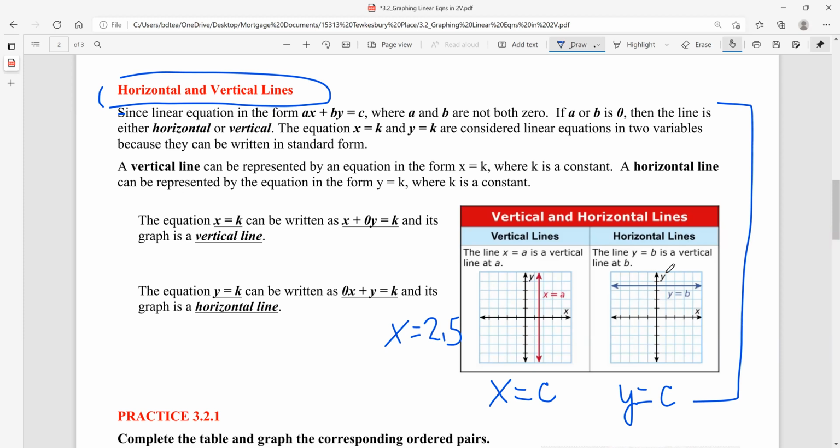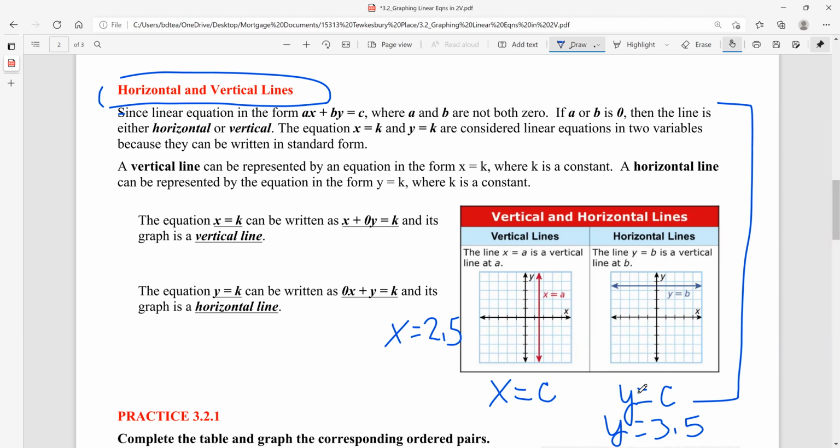Let's look at the equation, because you're going to be given these lines and have to figure out the equation. If we look at the equation here, it crosses the y-axis. This is maybe 1, 2, 3, maybe 3.5. So the equation of this line is going to be y equals 3.5. I'm just using my estimate.